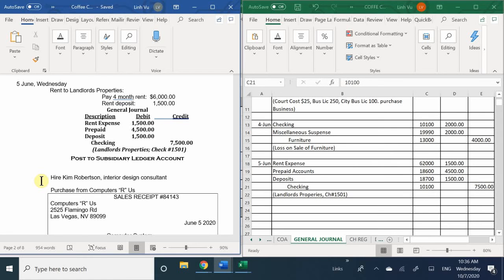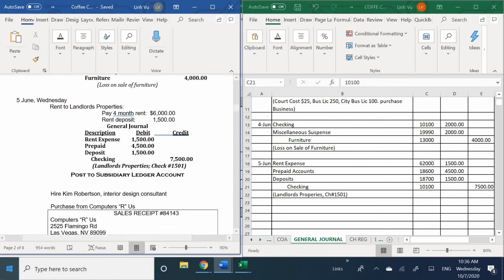What has happened next in the same day, June 5th? What happened next? We consulted our interior designer, exactly, and also there's computers that shows on the receipts and things like that. Okay, so if you notice, every transaction is spaced out. So in this case, let's focus on the one transaction here. We hired Kim Robinson to do interior designing for us.